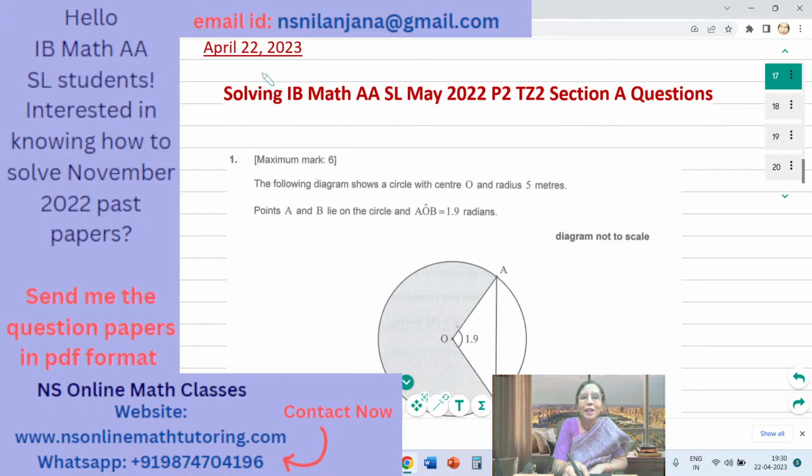Hello students, today is April 22, 2023 and we will be solving IB Math AA SL May 2022 paper 2 time zone 2 section A questions. We will be solving the section B questions of the same paper tomorrow, that is Sunday, April 23, 2023 from 5 p.m. IST.